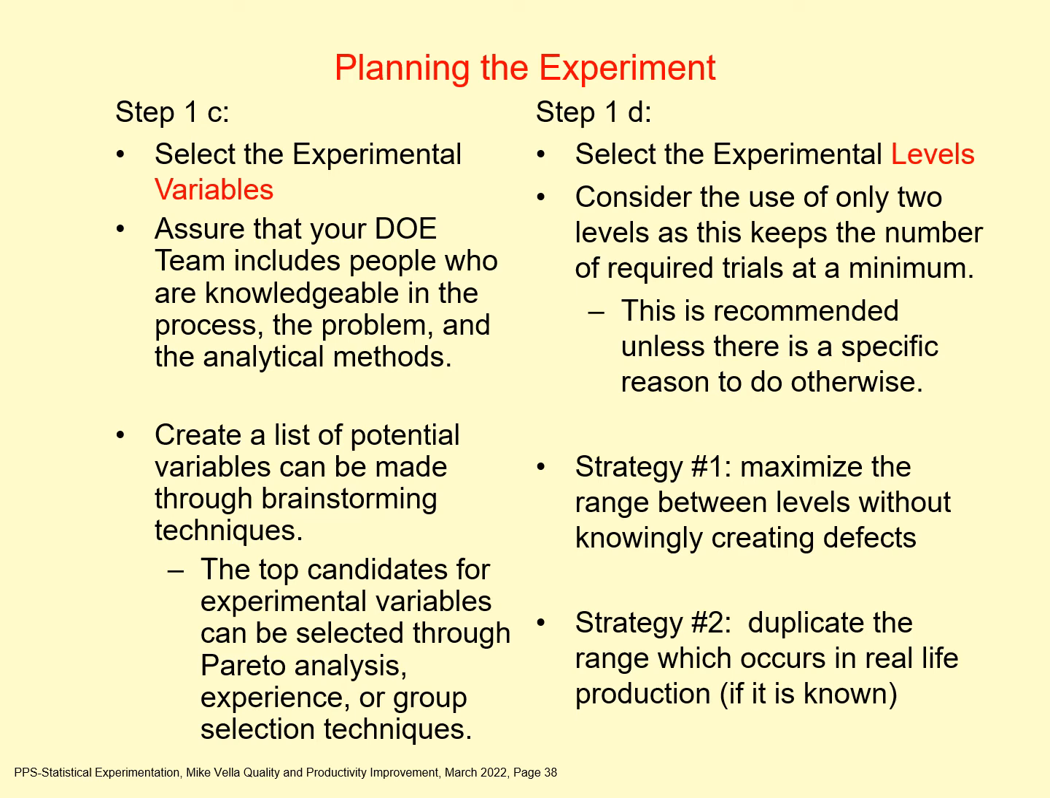So we want to select the levels that are high and low and not close together. They want to be as high as maybe you've ever run or can imagine running, and as low as you might imagine running. You don't want the factors to be close, because then clearly you're not going to show if there is a difference. And strategy 2 is to duplicate the range which occurs in real life, and in production, if it is known.